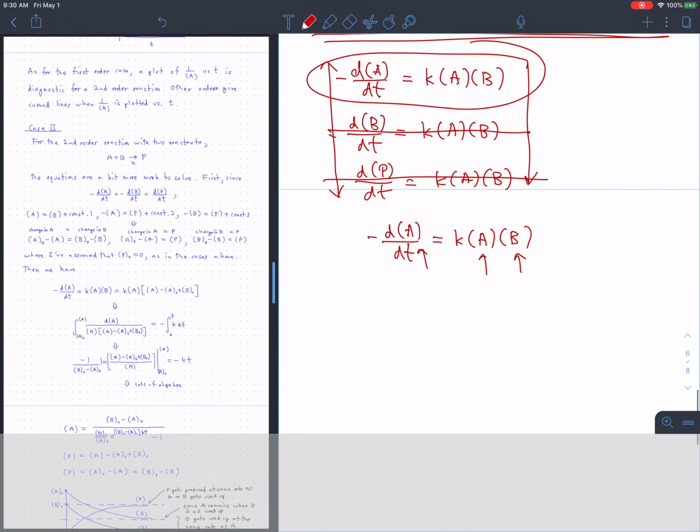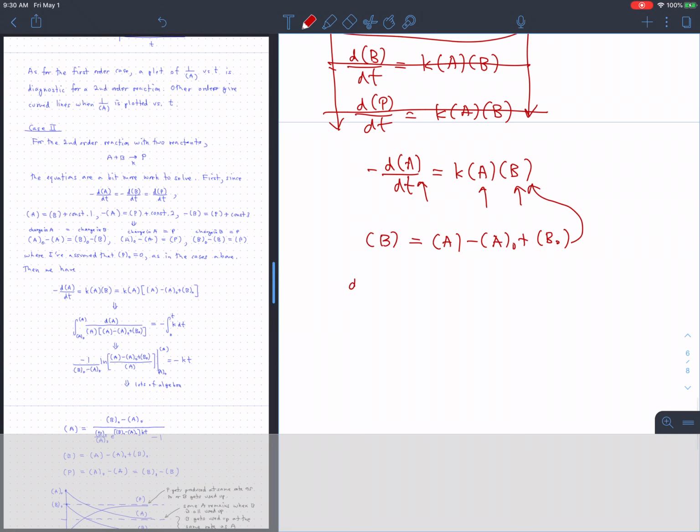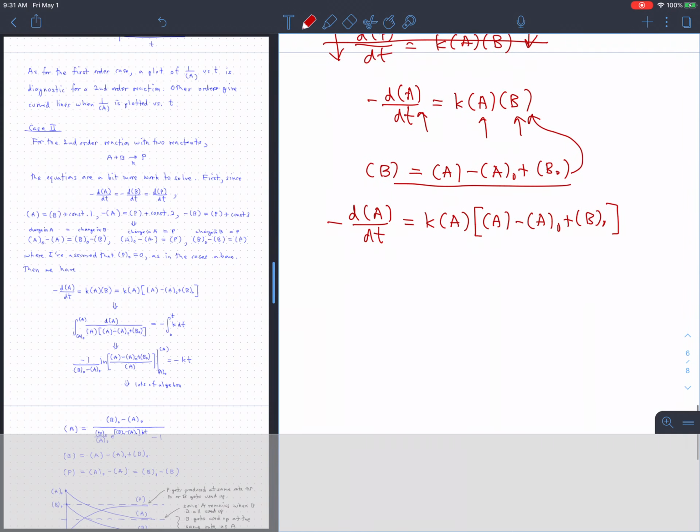We have that B is equal to A minus A0 plus B0. And so we can plug that in there, and now we have a differential equation that only has one unknown. So dA/dt is equal to K times A times, putting all this stuff in for B, (A minus A0 plus B0). And now, following your book, I'm going to call this quantity plus delta, just to simplify the amount of writing I have to do.